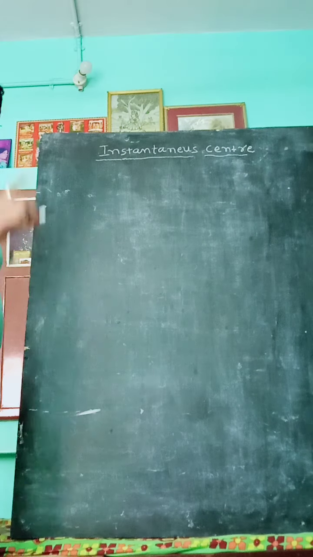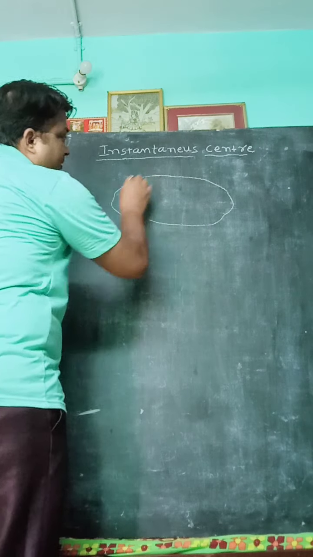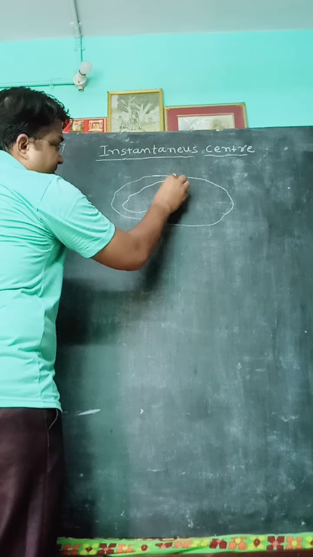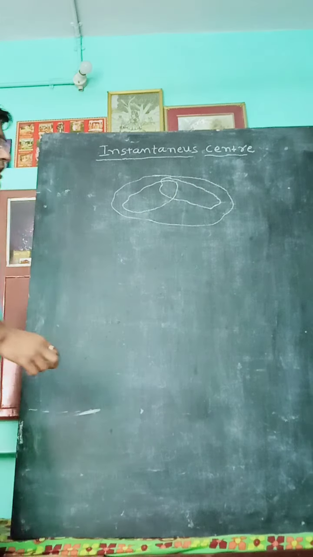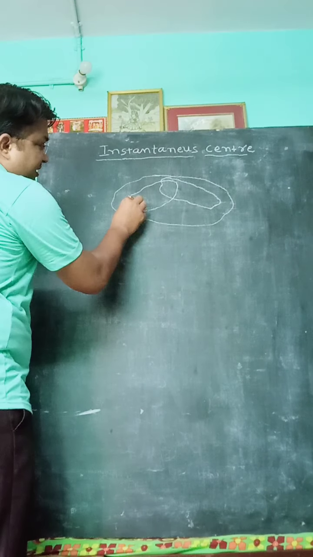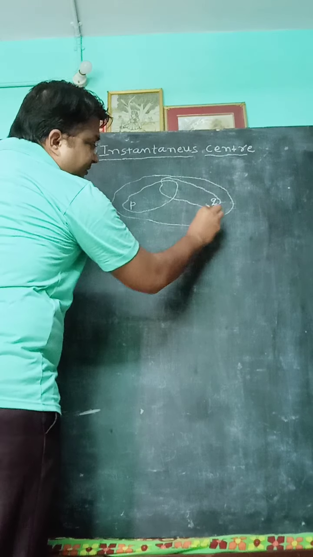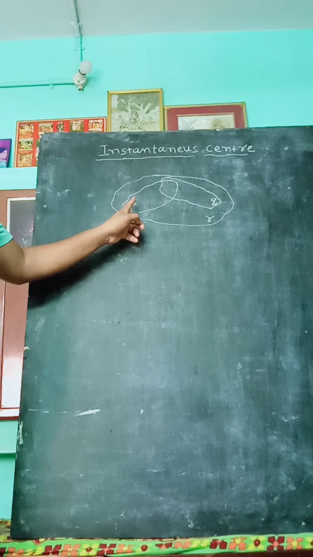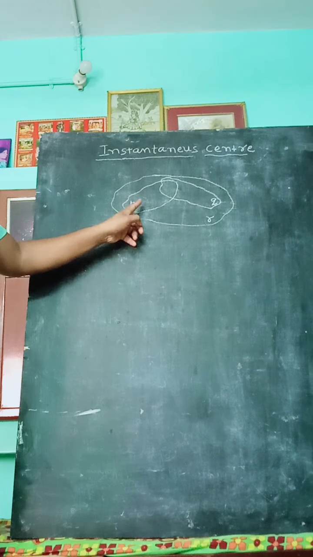So for that, let us consider three bodies. First one, this is the second one, and this is the third one, where I am going to name these bodies as body P, this is Q, and this is R. Now I am going to firstly consider the relative motion of body P with respect to R.